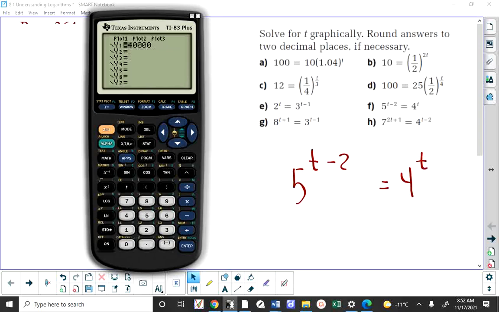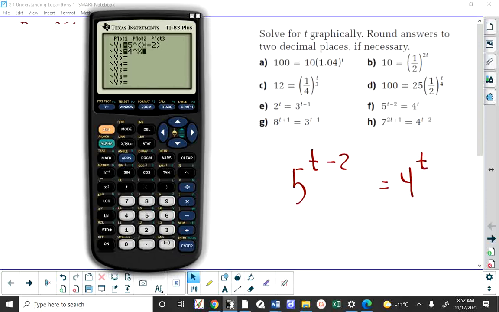Of course, t is our x, right? So I'm going to enter 5 raised to, and I do need to put that exponent of x minus 2 in its own set of brackets. Otherwise, what my calculator will think I want is 5 to the x and then subtract 2 from 5 to the x. But I want to subtract 2 from x before I raise it as a power of 5. And then I'm going to have 4 raised to the x for the second one.